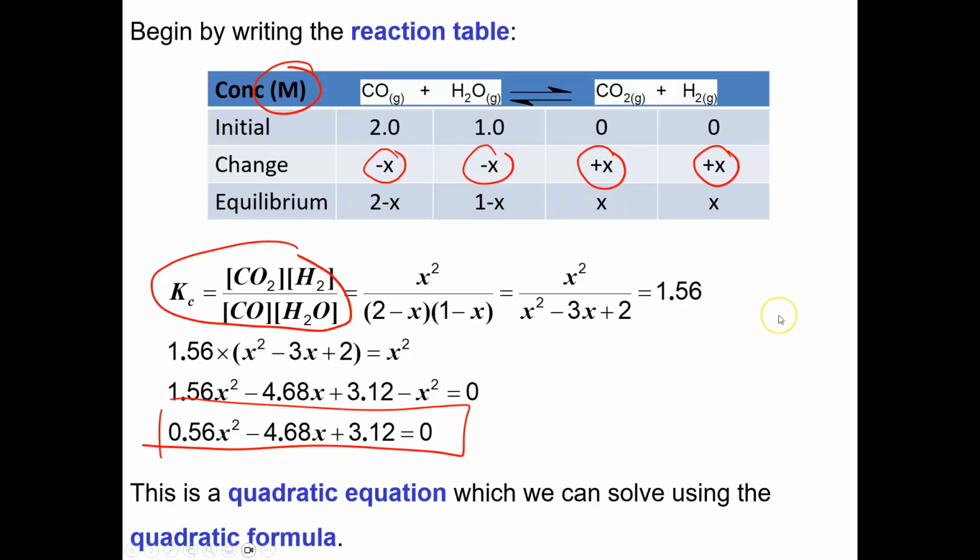So 0.56x squared minus 0.468x plus 3.12 equals 0. And you can probably recognize that this is a quadratic equation. It has the form ax squared plus bx plus c equals 0, and we can solve for x by using the quadratic formula.